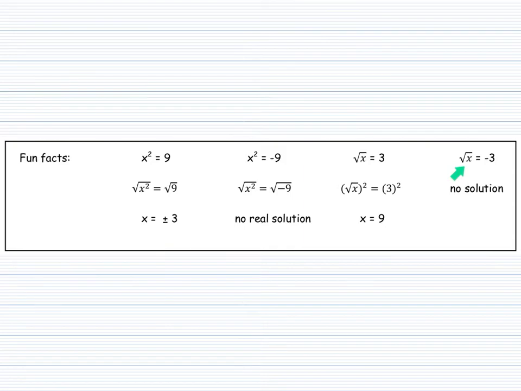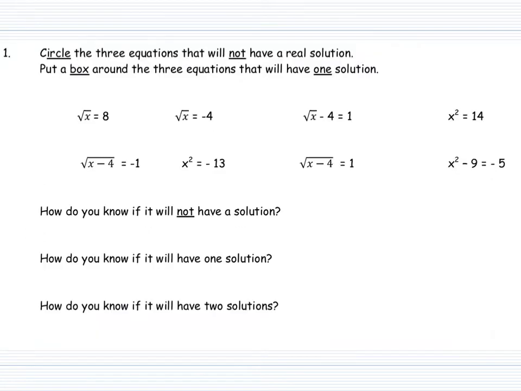you have the square root of a number, the square root of a variable, it has to equal a positive number, not a negative. If you end up with a negative, you have no solution. So that's an important part of what you're checking on as you go through these problems. So equations that will not have a real solution are essentially anything that has a squared variable equaling a negative number, or the square root of something equaling a negative number.